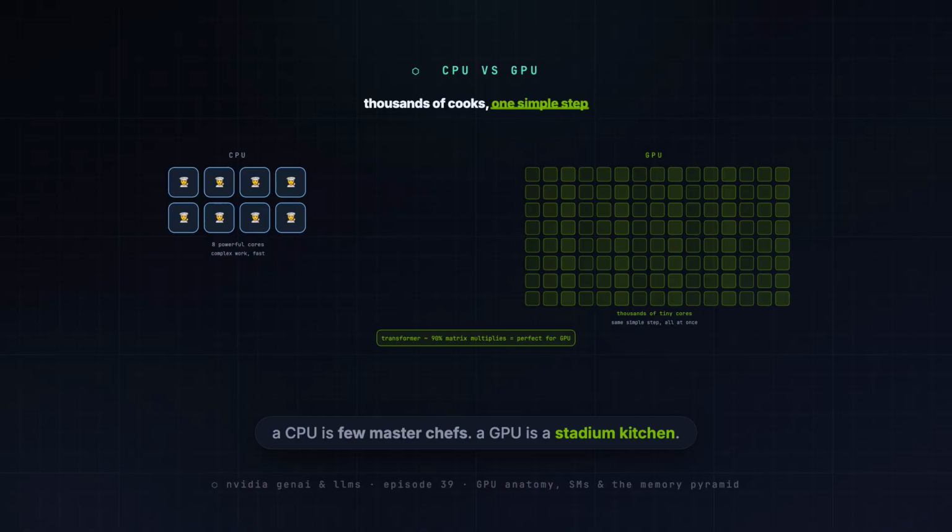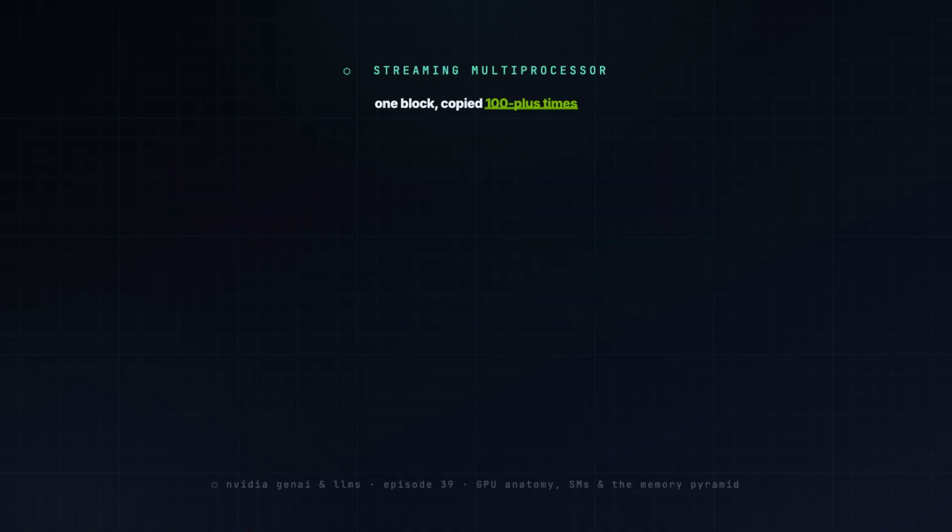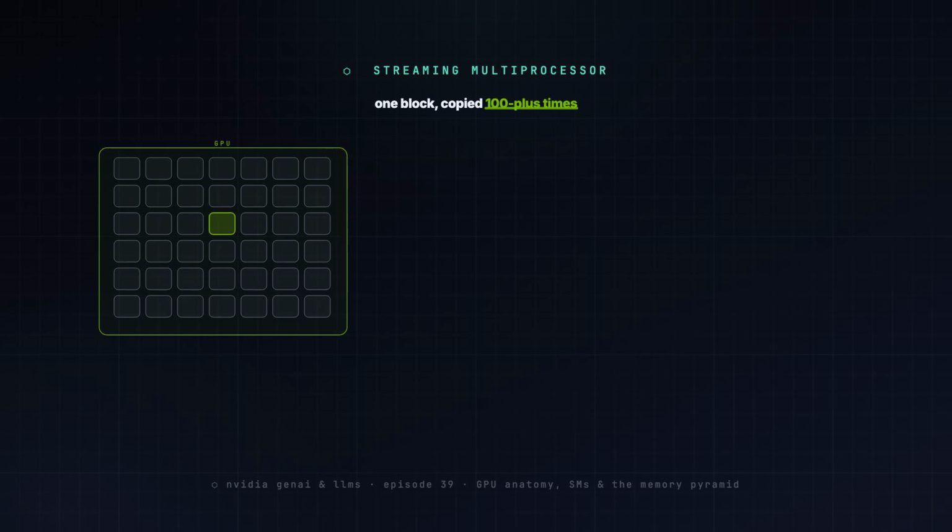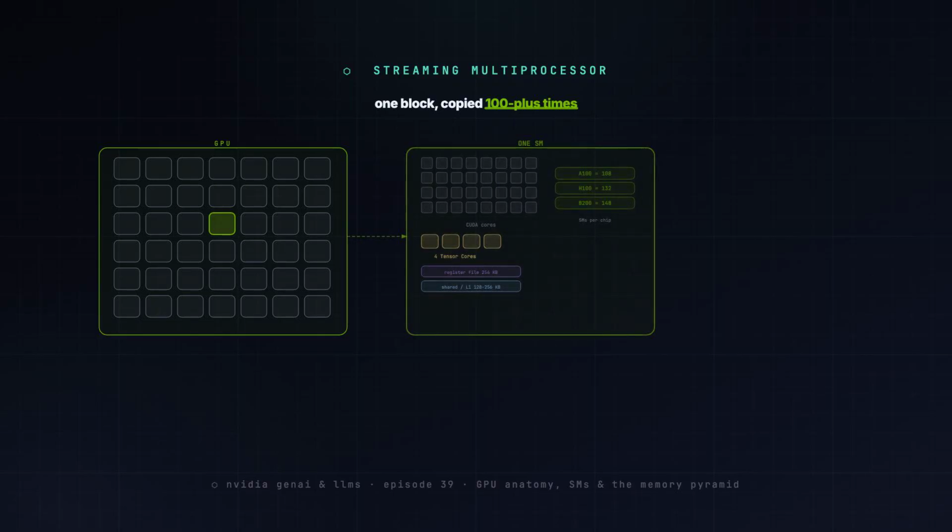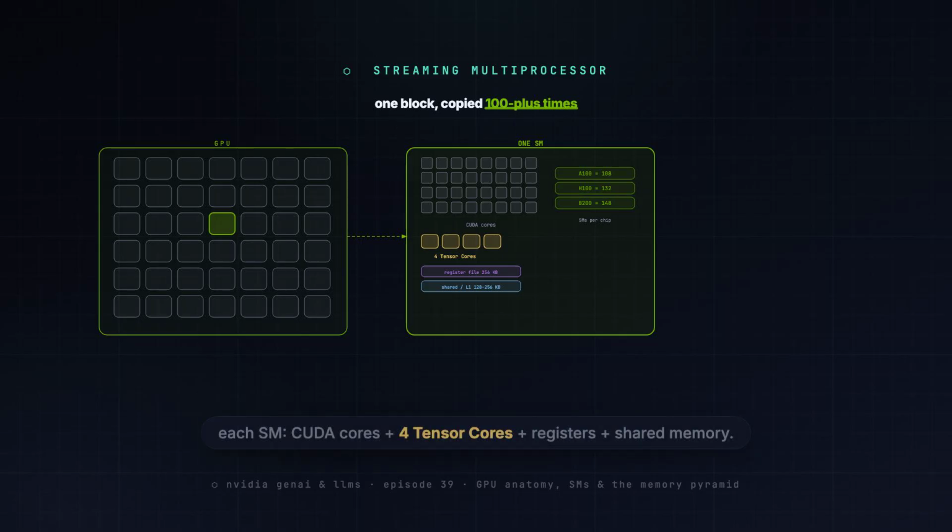Zoom in. The GPU is built from streaming multiprocessors, SMs. The SM is the unit that matters. An H100 has 132 of them, an A100 108, a B200 148 per die. Inside each SM: CUDA cores, 4 tensor cores, a register file and a little shared memory. The whole GPU is just this one block, copied 100 plus times.